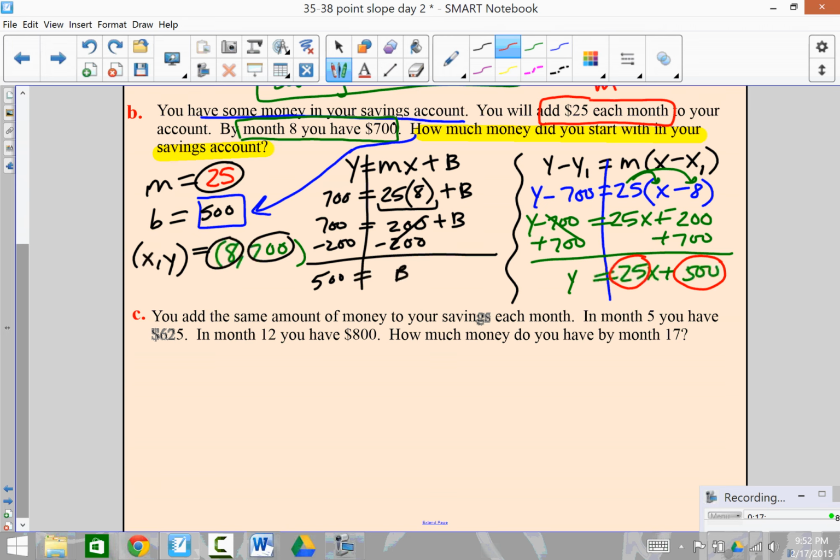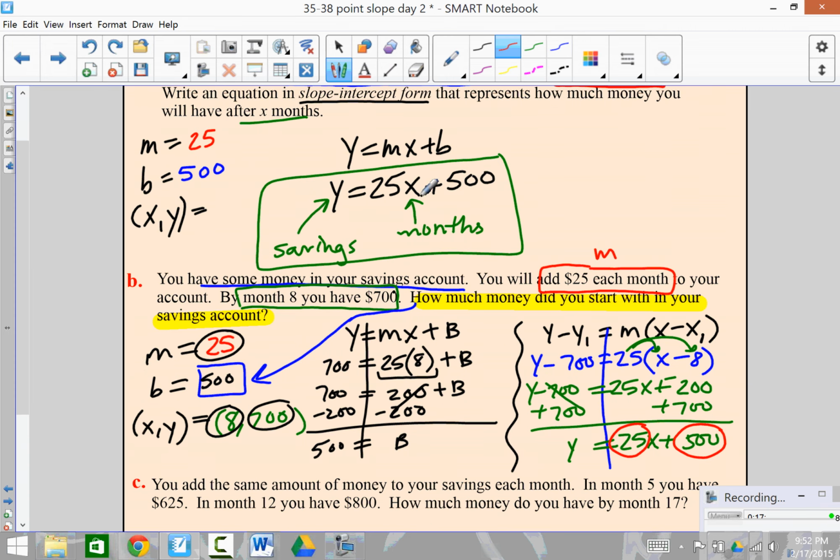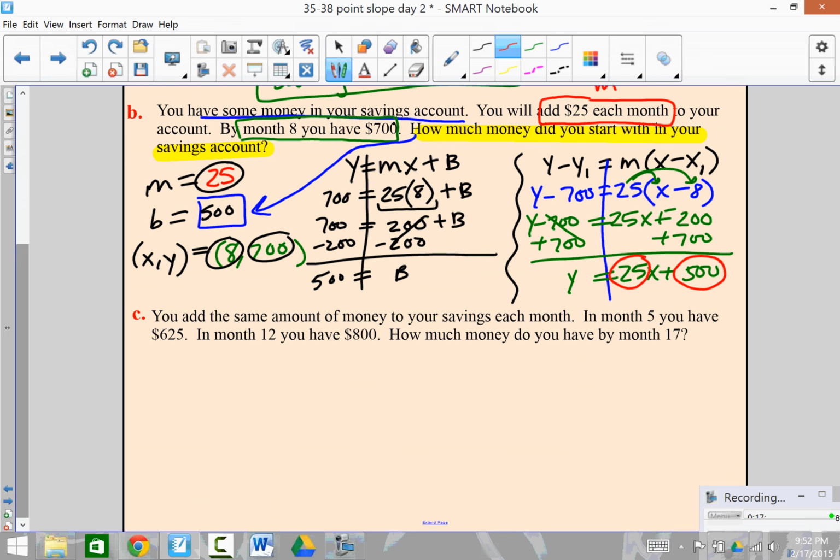Okay, let's look at the last one. The last one involves the most work. The first one gave you the m and b, the least amount of work. The second problem gave you the m in an ordered pair, and you had to find your b. Let's take a look at the third one.